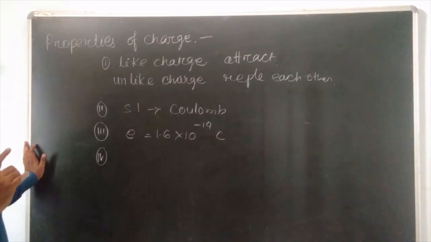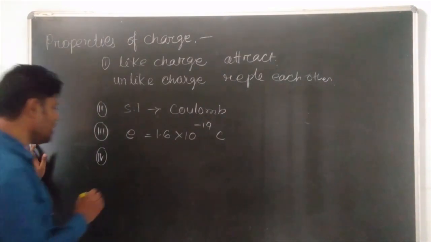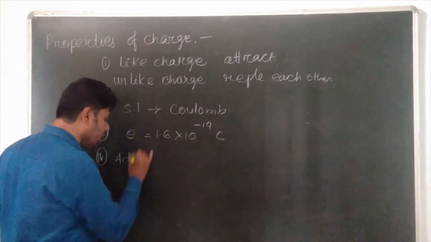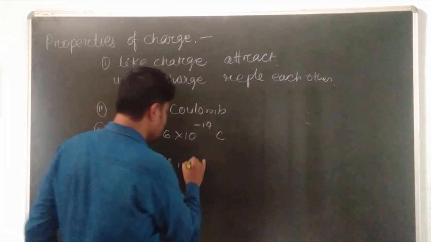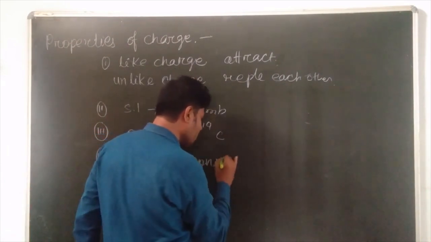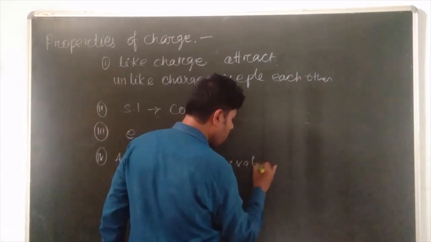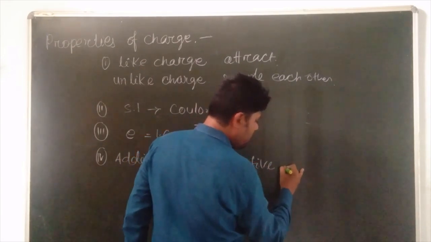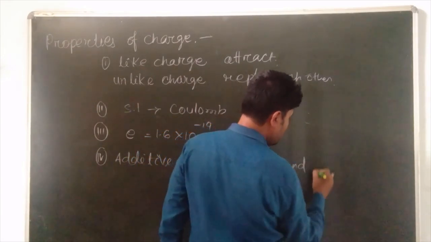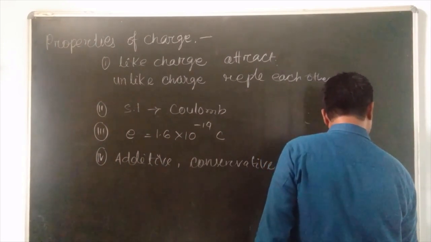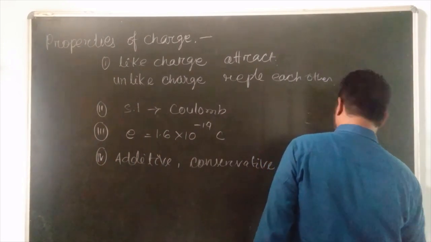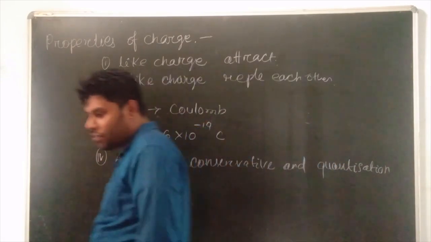There are three basic properties of charge. One is additive property, second is conservative property, and the third one is quantization property. The charge has three basic properties.